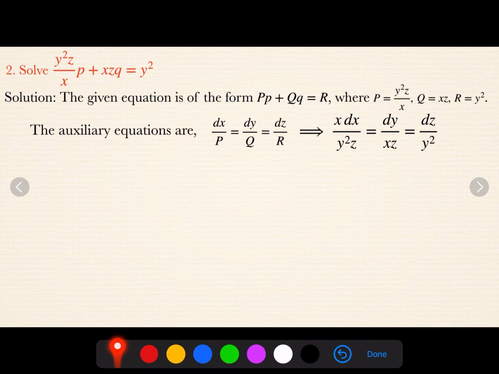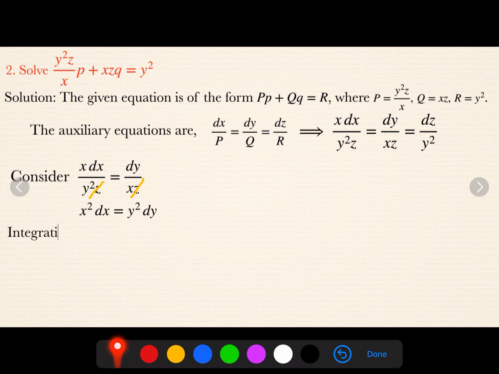So, consider the two pairs now. First and second I will consider here. Now clearly here z and z cancel. Separate the variables, that means transforming x to the other side, x into x, we get x square, and y square to the other side, we get y square dy.